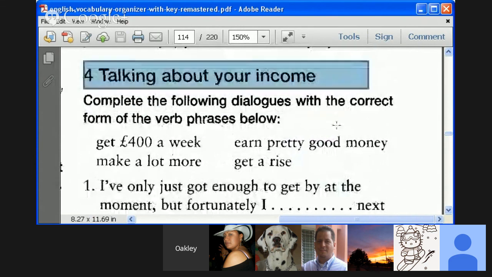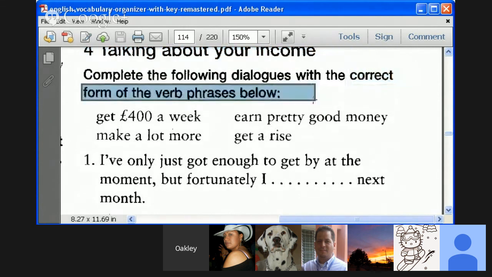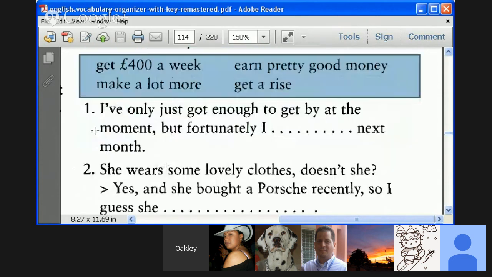Talking about your income. All right, we're going to see how this works in normal spoken sentences. Looking at dialogues. Be mindful of the correct form of the verb in the phrases below. We're going to use one of these 4 phrases here.